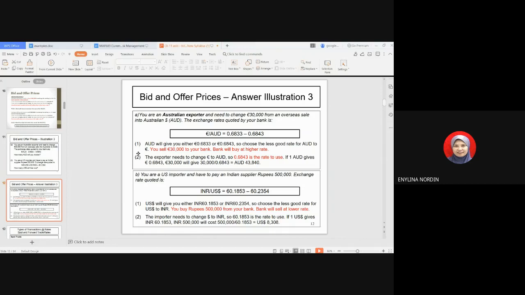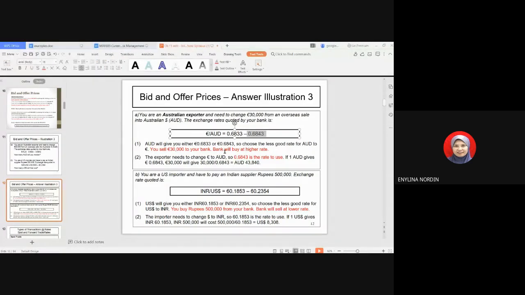So at what rate? The second step: the rate that will be used by the bank is what? Buy at higher rate. So that is the rule. So the bank will buy the currency. That means how much Aussie dollar will the company get? So this is the calculation here. You need to use this, right? Buy at high. So the bank will use this rate, 0.6843. For 1 Aussie dollar, it equals 0.6843 euro.